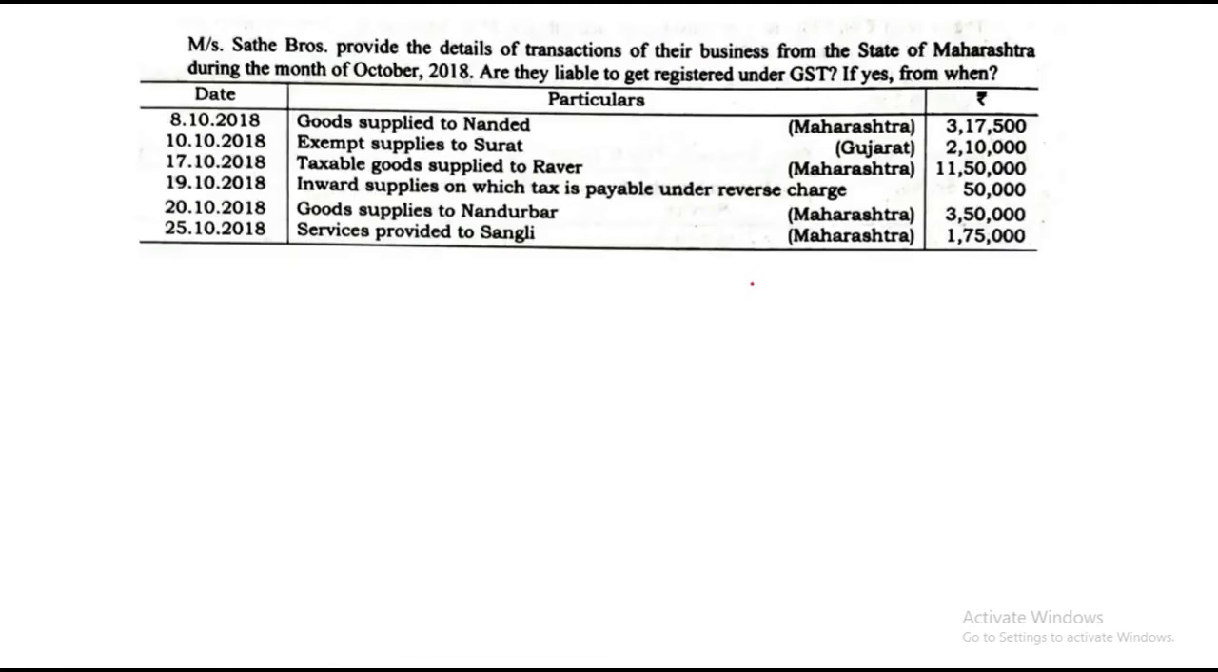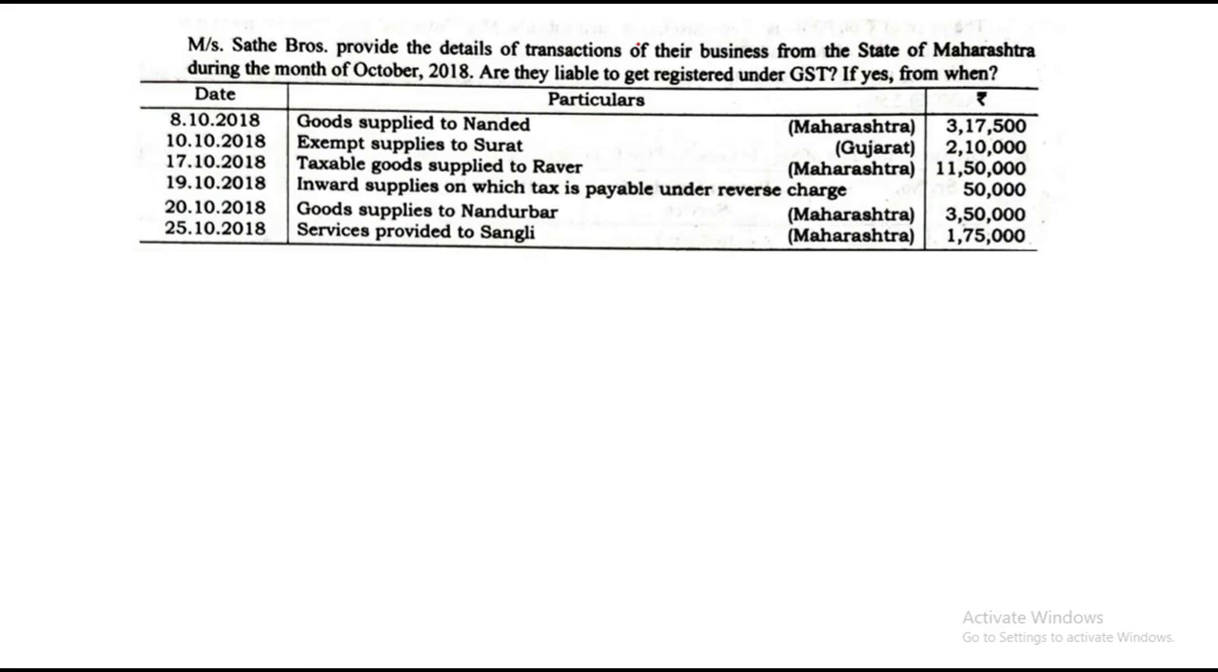Now we'll read out a question once and then we'll try to understand how we need to solve this. Mehta Sate Brothers provides the details of transactions of their business from the state of Maharashtra during the month of October 2018. Are they liable to get registered under GST? If yes, then from when? They are giving you different dates.